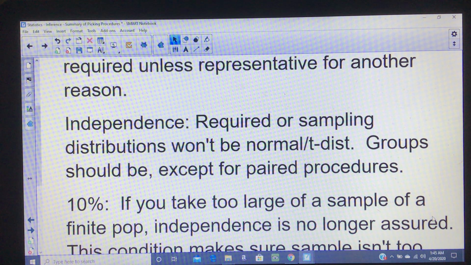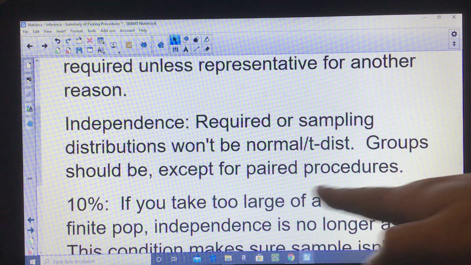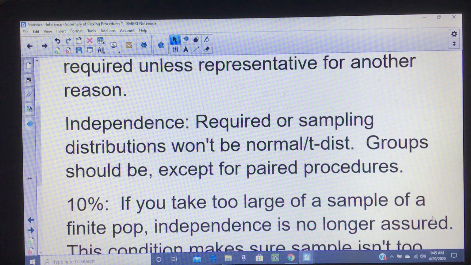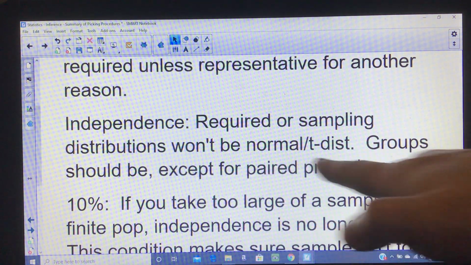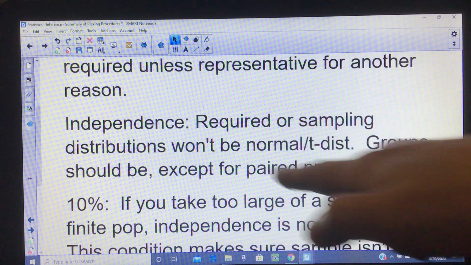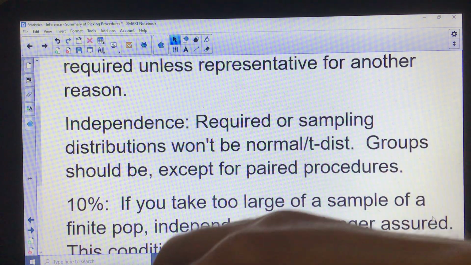And with group data, things should normally be independent across groups, with the exception of the paired procedures. The paired t procedures are purposely created to handle when the groups aren't independent. But even if you're not independent across groups, each pair still has to be independent. So independence is still required. And like I said, if anyone asks you or you're wondering, the reason independence is necessary is so those distributions form into those familiar shapes. If they don't form into these shapes, we can't do our procedures.